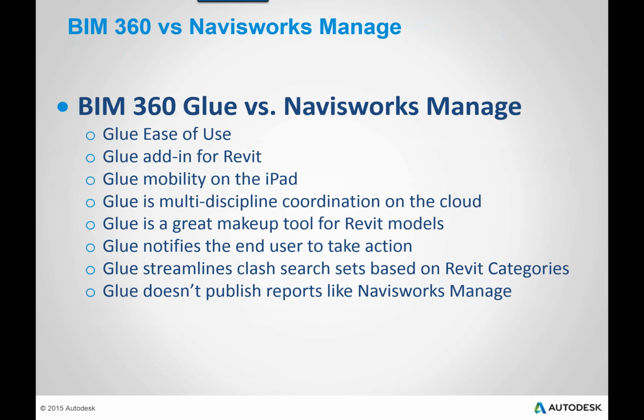It also streamlines clashes and sets based on Revit categories. So you can basically run clash detection, or what I call avoidance detection, early on by specifically targeting different parts of your building. Let's say structure versus mechanical, walls versus structure, walls versus piping, windows versus structure, anything you need.